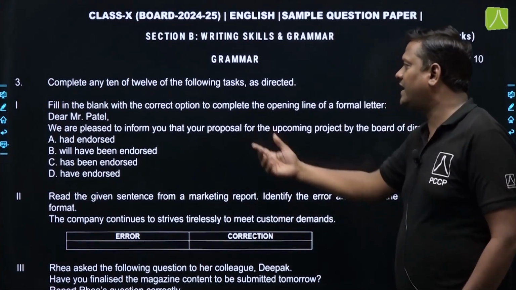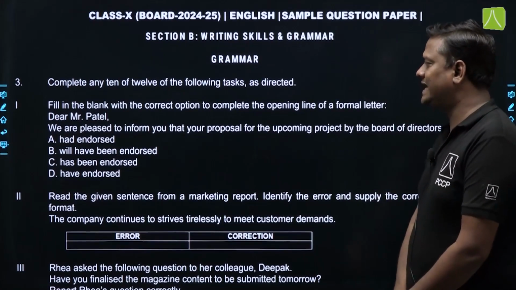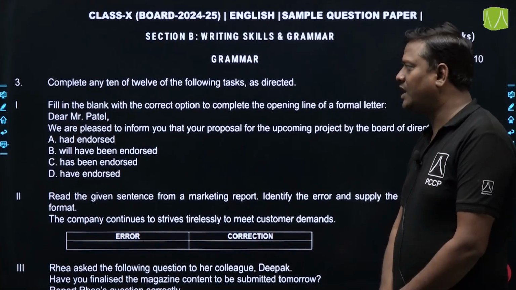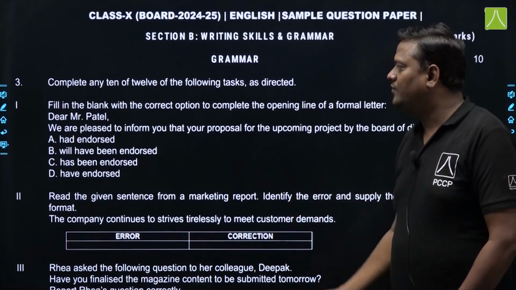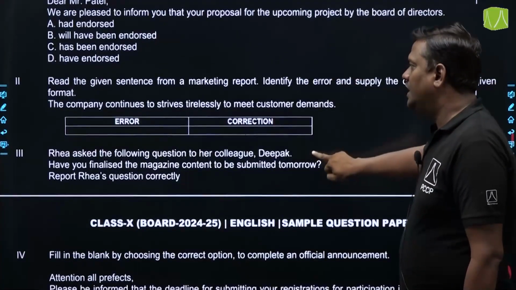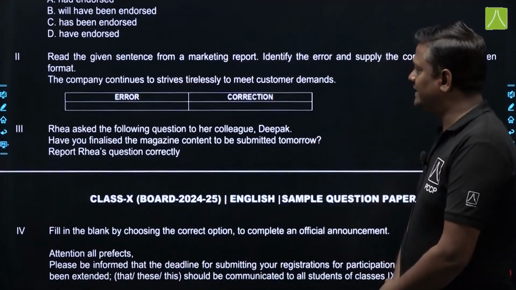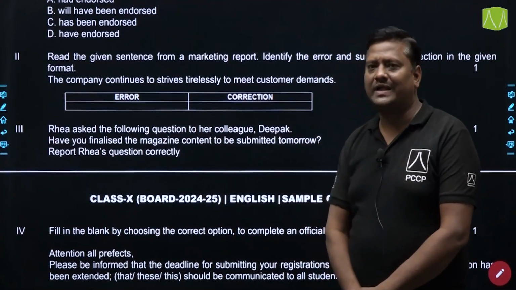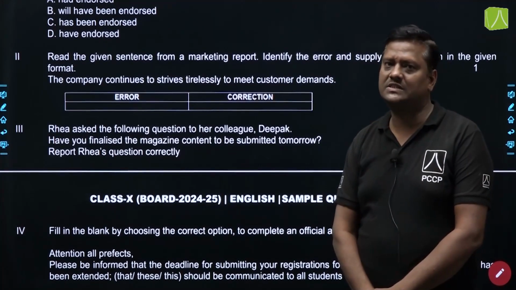Like here we have question number 1 related to tense and it's an objective question. We have to find the correct form of the verb from options A, B, C and D. Question number 2 is related to error finding. You are given a line in which you have to find the error, focusing on grammar.